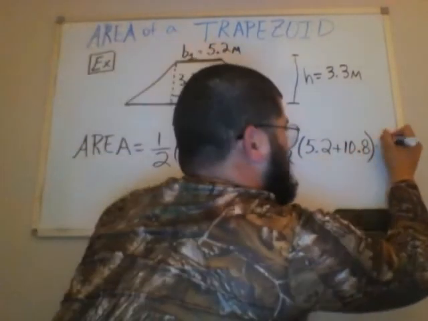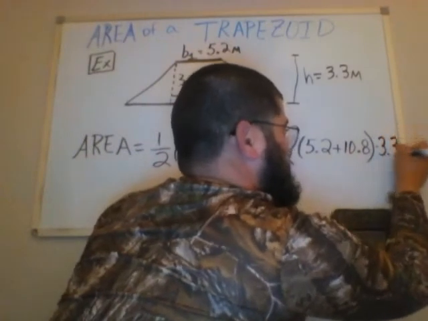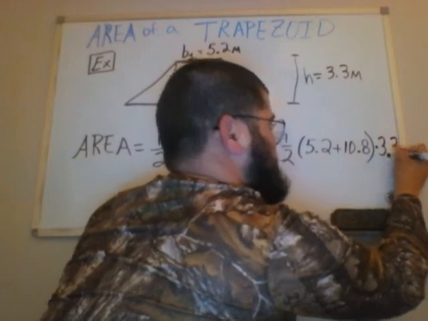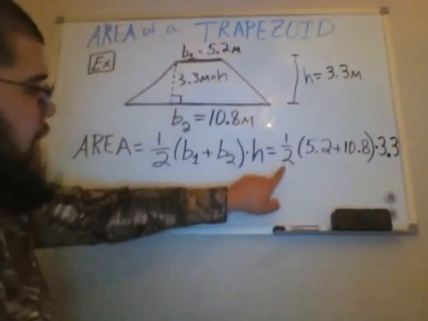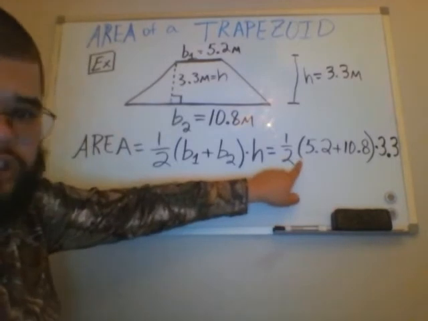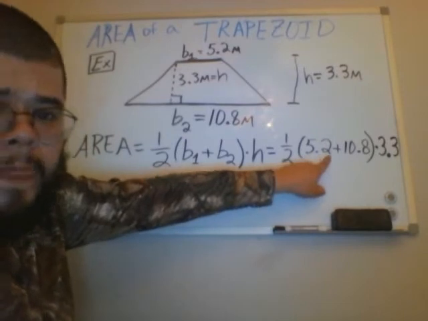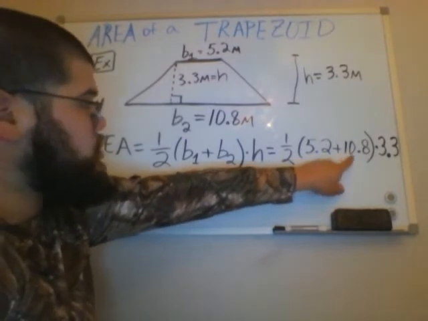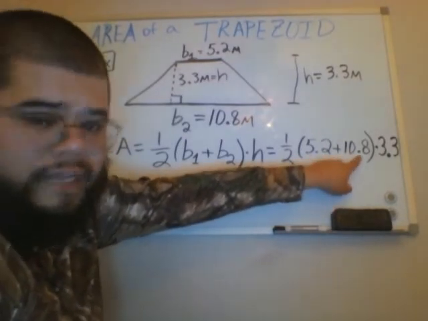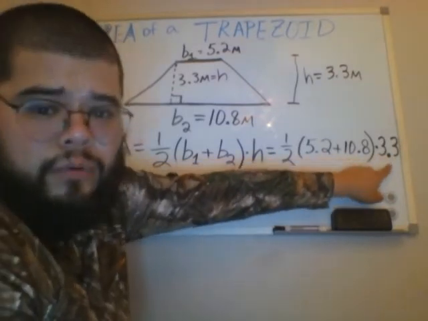3.3, okay? So I'm going to write that over here, 3.3. Okay? So we have half, which is part of the formula, 1/2. Open parentheses, also part of the formula. We have base 1, which is 5.2, plus base 2, which is 10.8, close parentheses, times 3.3.